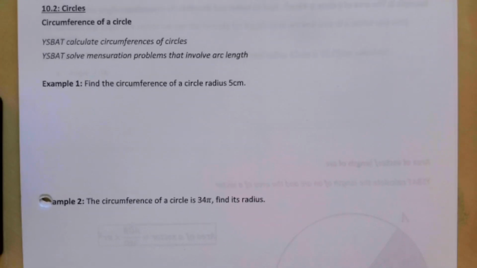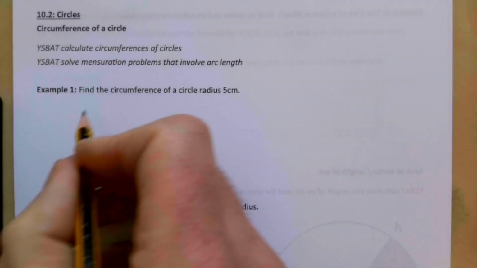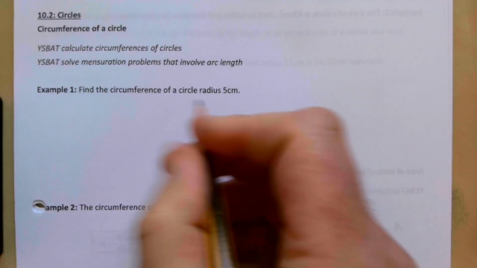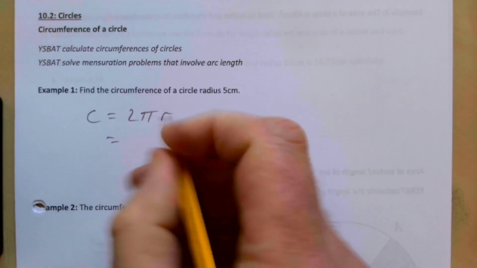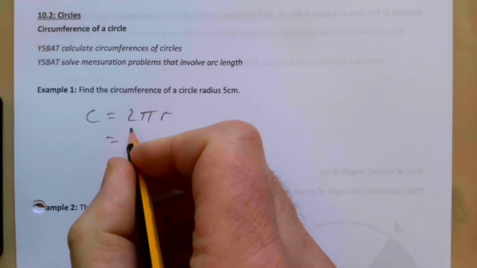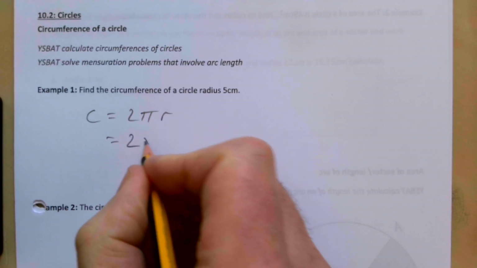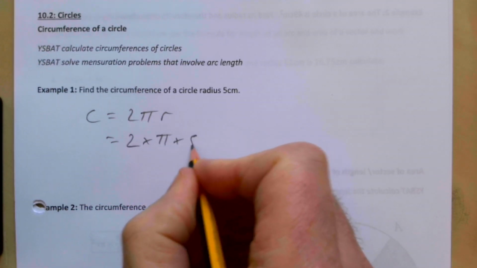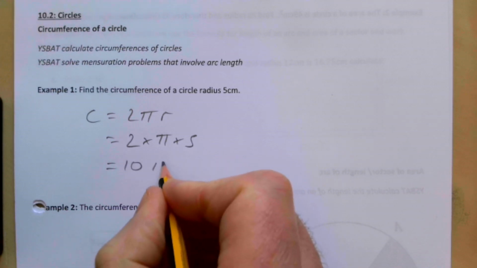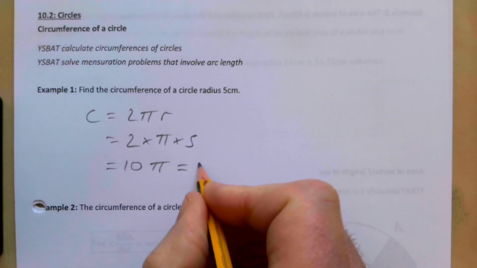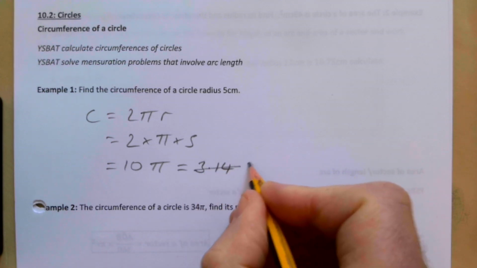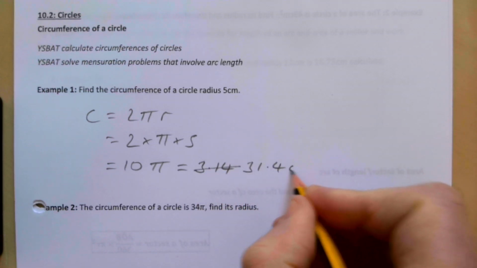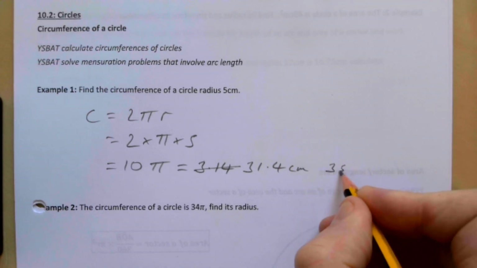A wee bit then on circles, really stuff from year 9 effectively, but find the circumference of a circle with radius 5 centimeters. We're going to use C is 2 pi r. C then is 2 times pi times 5, which is 10 pi, which we go for 31.4 centimeters. That's 3 significant figures or 2 decimal places.